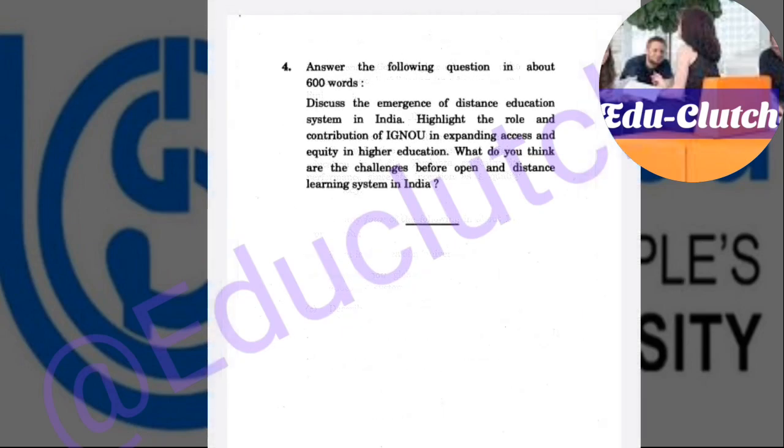And the last question is, discuss the emergence of distance education system in India. Highlight the role and contribution of IGNOU in expanding access and equity in higher education. What do you think are the challenges before open and distance learning systems in India?